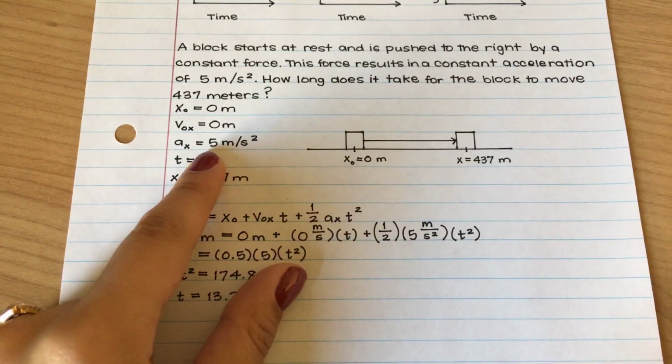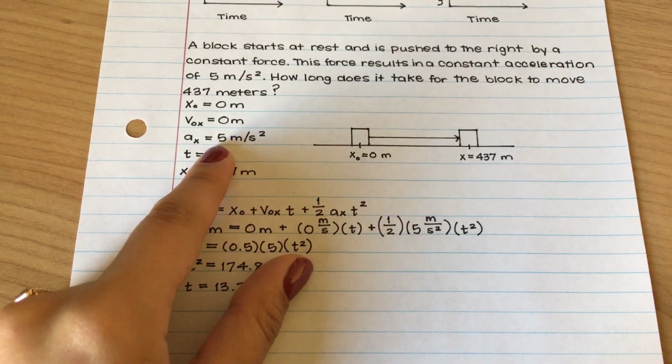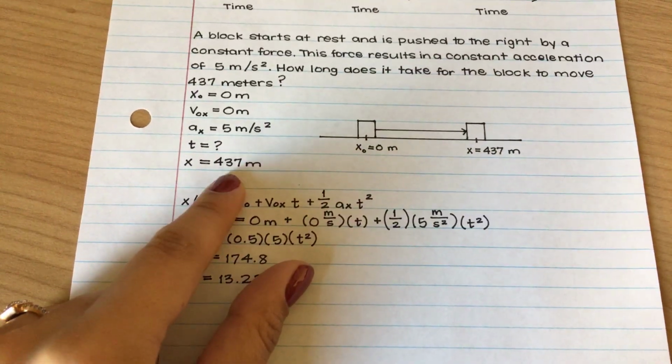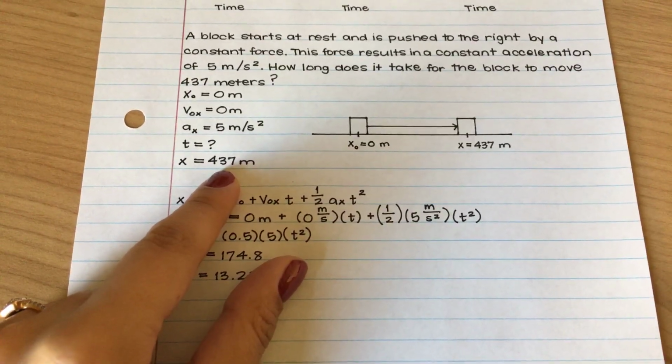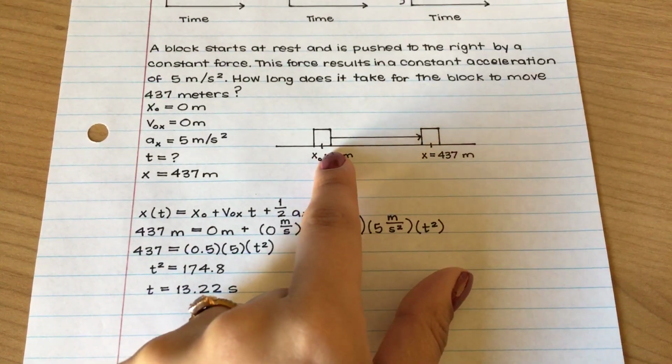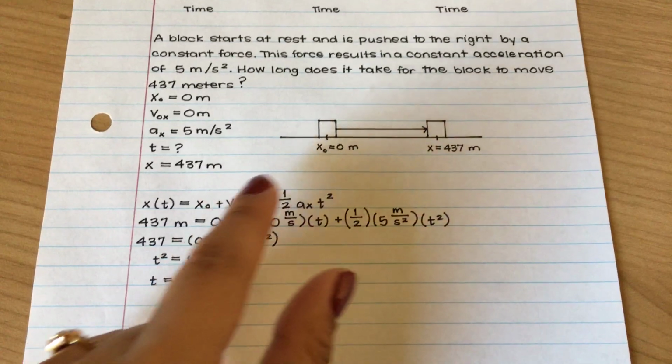Our constant acceleration in the x direction is 5 meters per second squared. We're solving for time, and our final position will be 437 meters. For this problem, we're going to assume that moving to the right is positive.